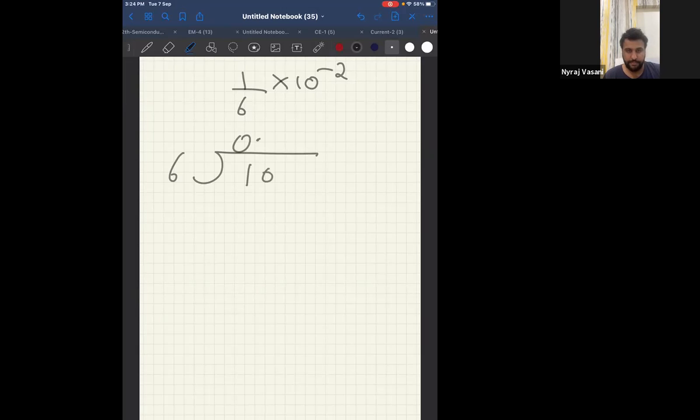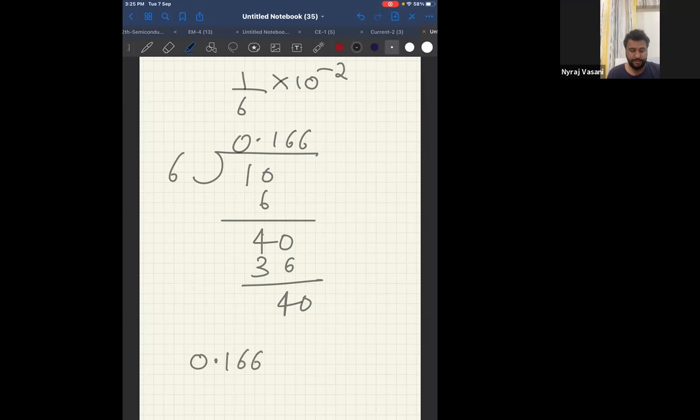0. 6 ones are 6. 4 remains. 6 sixes are 36. 4 remains. So can I say 0.166 into 10 power minus 2, or 1.6 into 10 power minus 3? That is 1.6 millimeter, correct? 10 power minus 3 means millimeter. Therefore, 1.6 millimeter is my answer. Tell me, what comes closest?